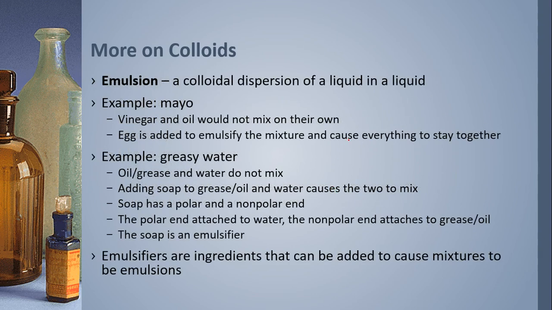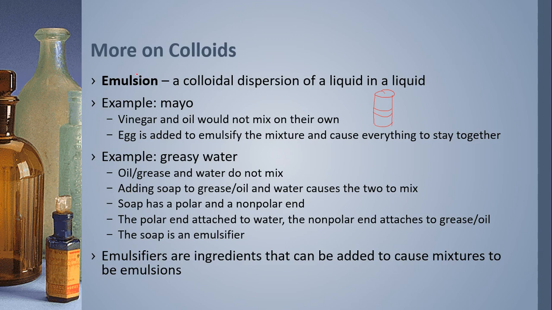Keeping on with the colloids, we have emulsions. Emulsions are basically colloidal dispersions of a liquid in a liquid. Ideally, these things would never mix. Mayonnaise and greasy water are two great examples. Mayonnaise is made by a mixture of vinegar and oil. They would not mix on their own. If you put the two together in a container like this, they would simply form two layers. You would see one on top of the other.